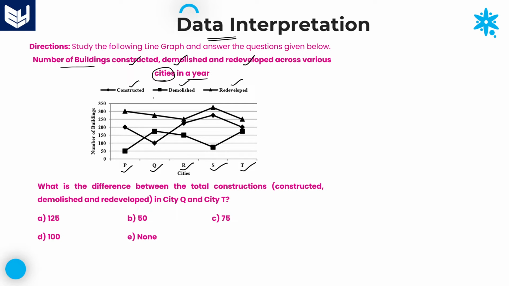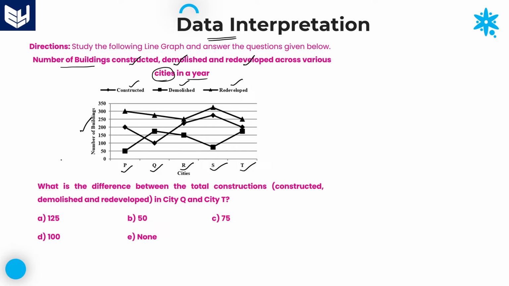This is about line graph data interpretation values. But here the values are not directly mentioned. We need to take the values according to the scale. The scale is given in a range of 50 for every line on the y-axis. Here this value is the number of buildings. This is the complete information about this particular line graph.